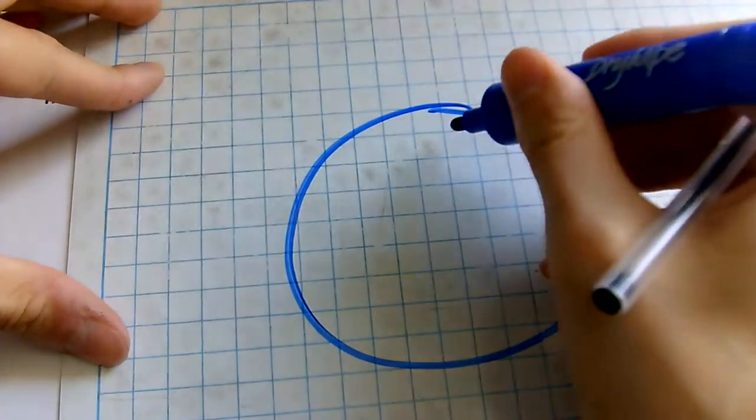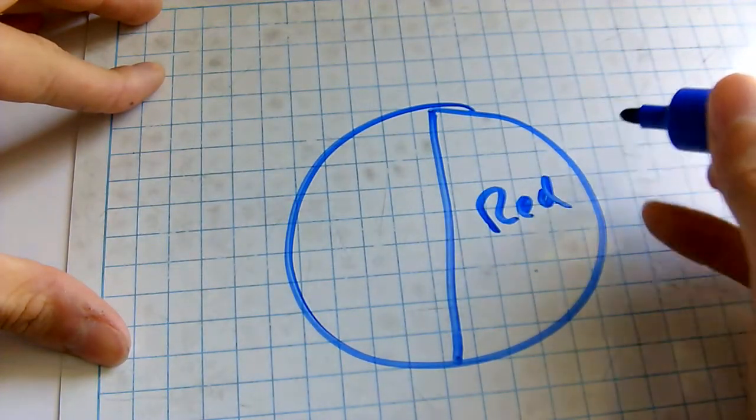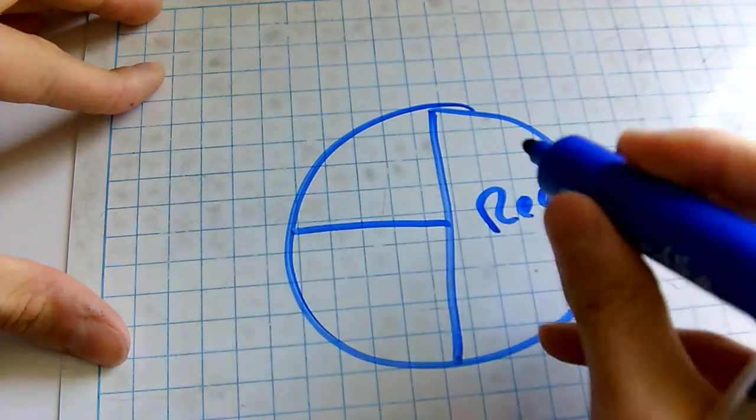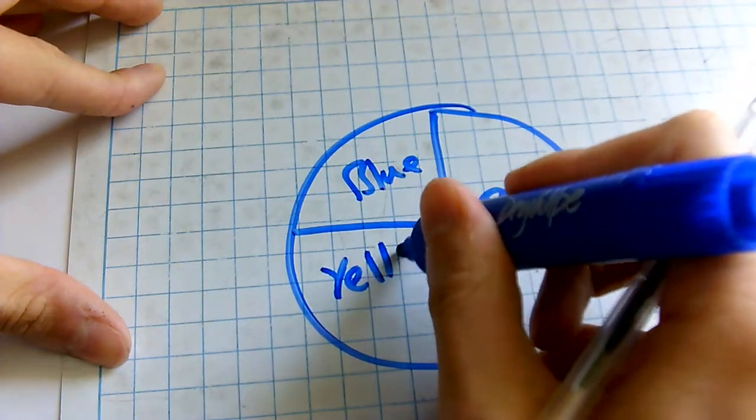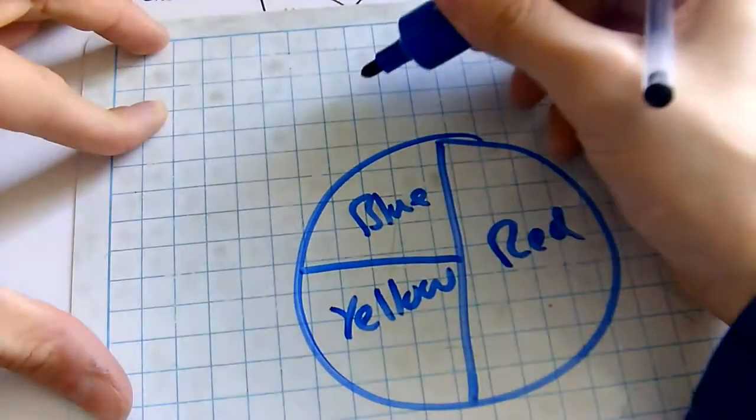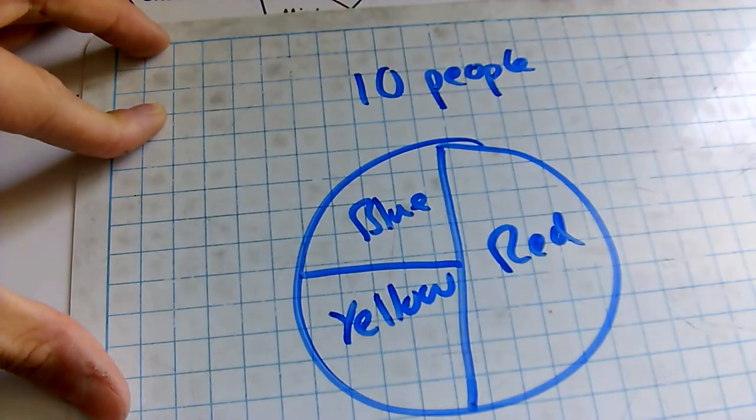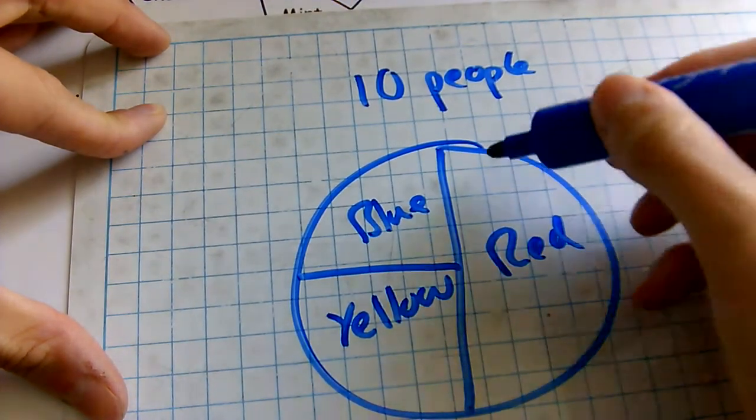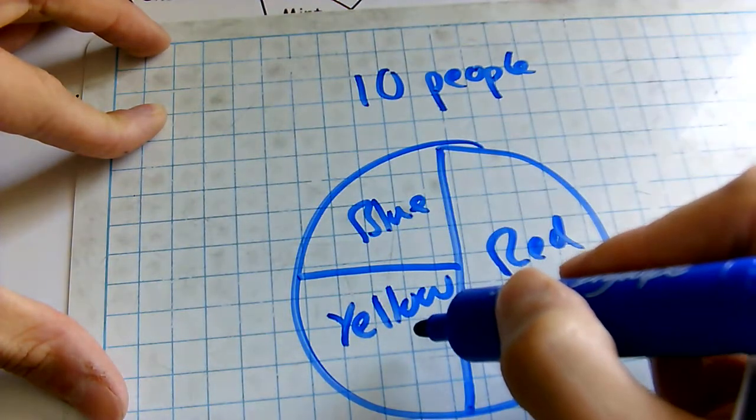It's a slightly better circle, I think. Let's go for red there again, but this time blue and yellow are like this. And let's say there's still 10 people here. Well, we've still got half the pie chart as red, but what fraction are these? Well, these are a quarter.